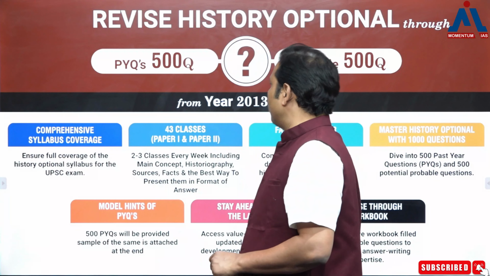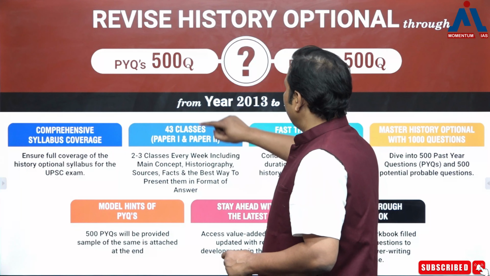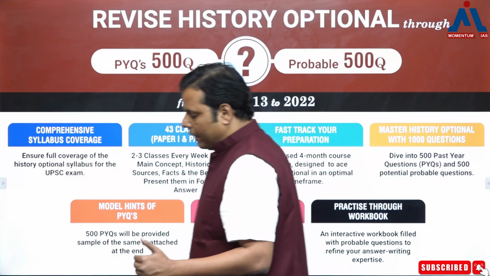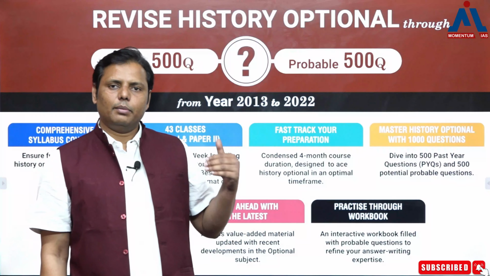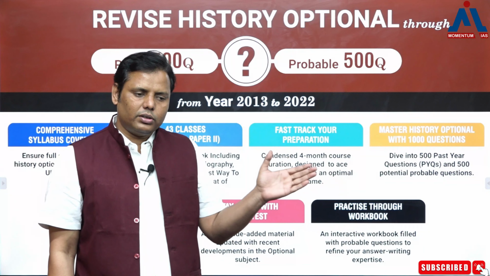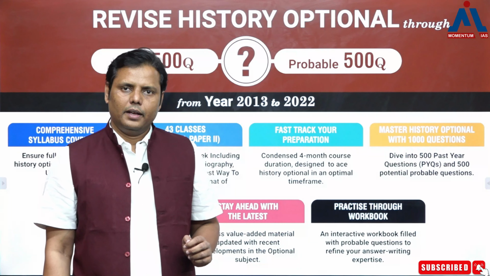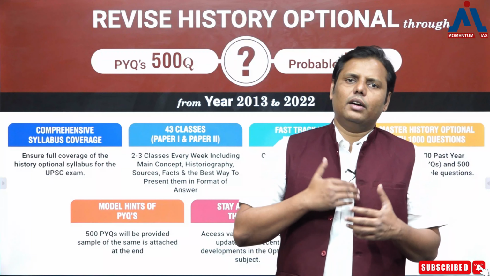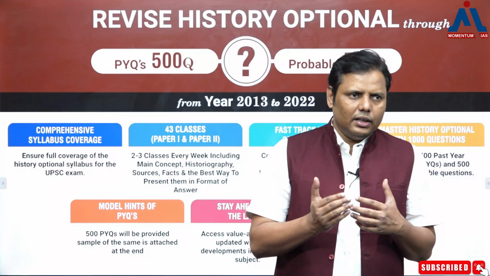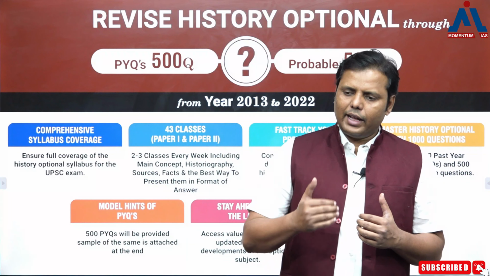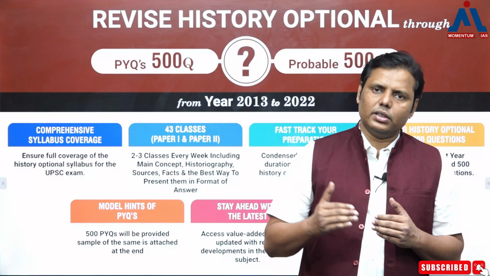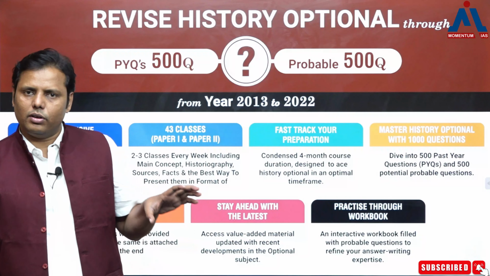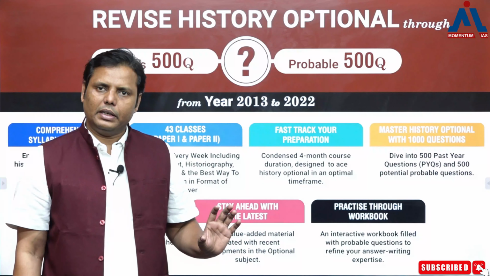The most important point among its features is that we are going to cover 500 questions that have been asked in previous years. These 500 questions have been taken from the last 10 years, from 2013 onwards. 2013 is the year from where the pattern and the nature of the questions also changed, and that's why I have categorically taken the questions from 2013 onwards. So the 500 questions asked in the past 10 or 11 years have been included in this course.